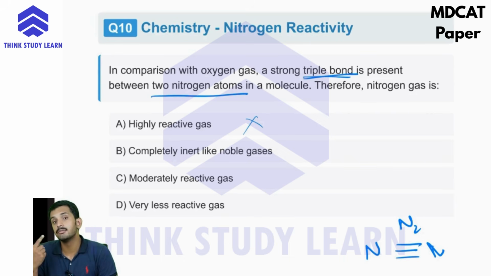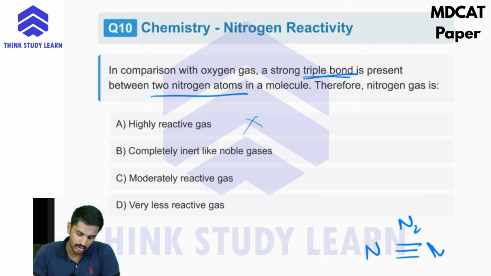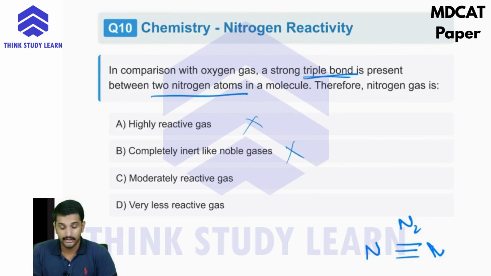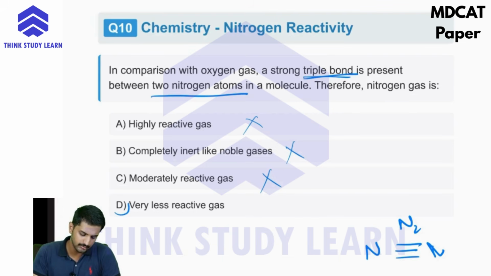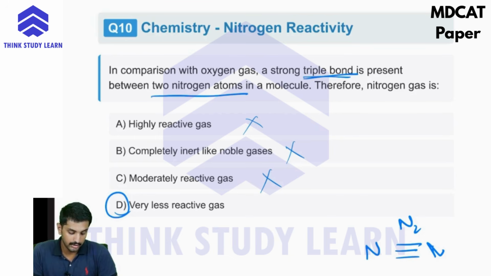However, it is also not completely inert like noble gases. It's not as inert as neon or xenon. So B would also be incorrect. It's not a moderately reactive gas. It's actually not reactive. So it is very less reactive. So D is the most appropriate option, and D would be the answer. Moving on to the next question.